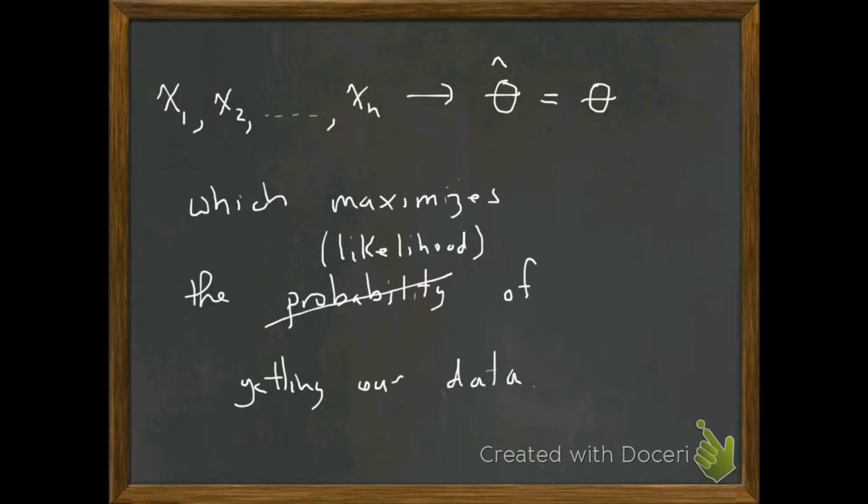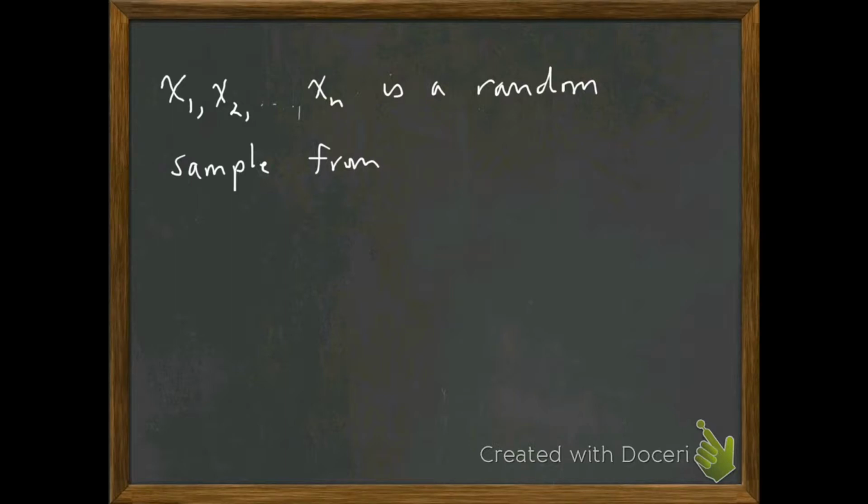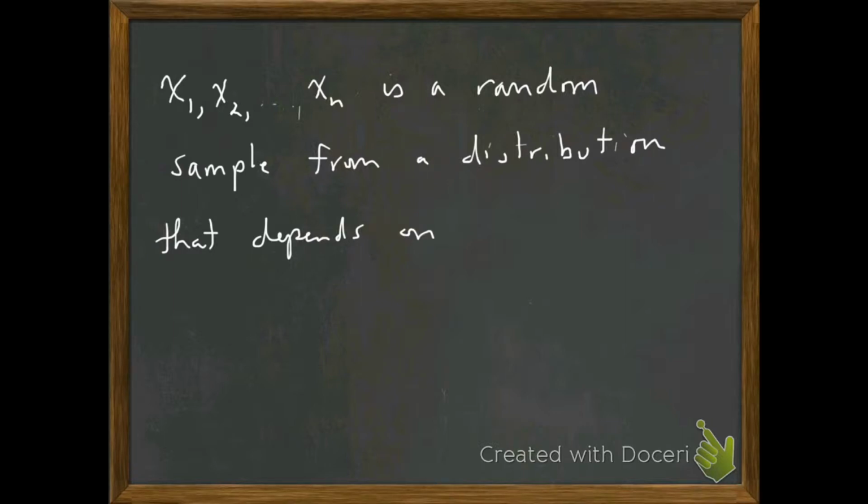Okay, so bringing in some notation, we have data x1, x2, xn, a random sample from a distribution that depends on, let's go one or more parameters.